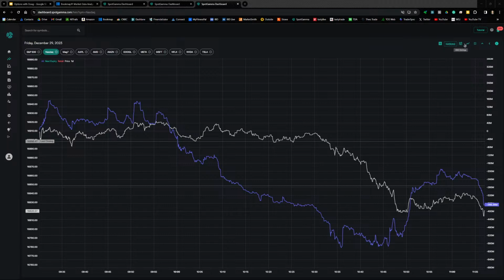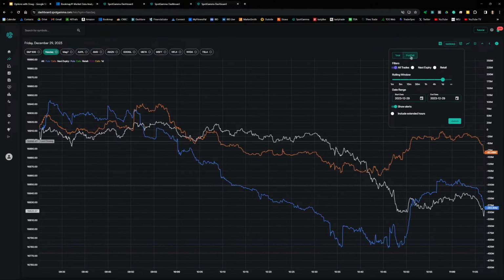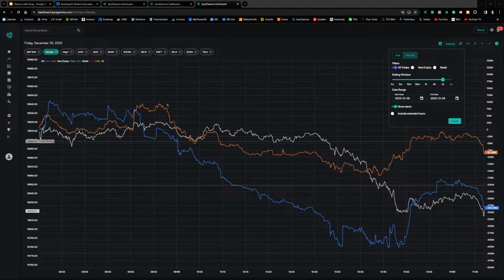Let's separate out puts and calls. Both lines start moving lower in the same direction right around 10. Again, it takes a little bit of time for price to respond, about 10:30, but then Nasdaq moves lower.